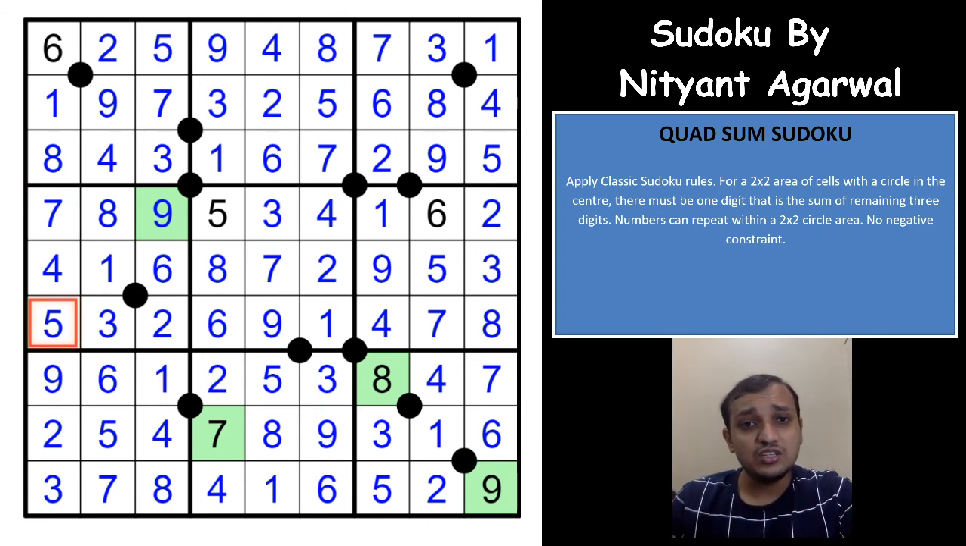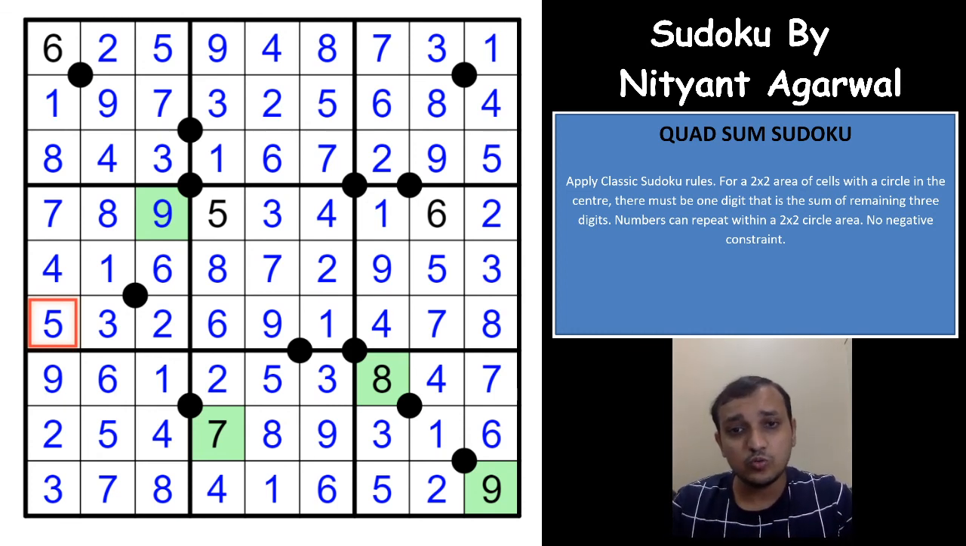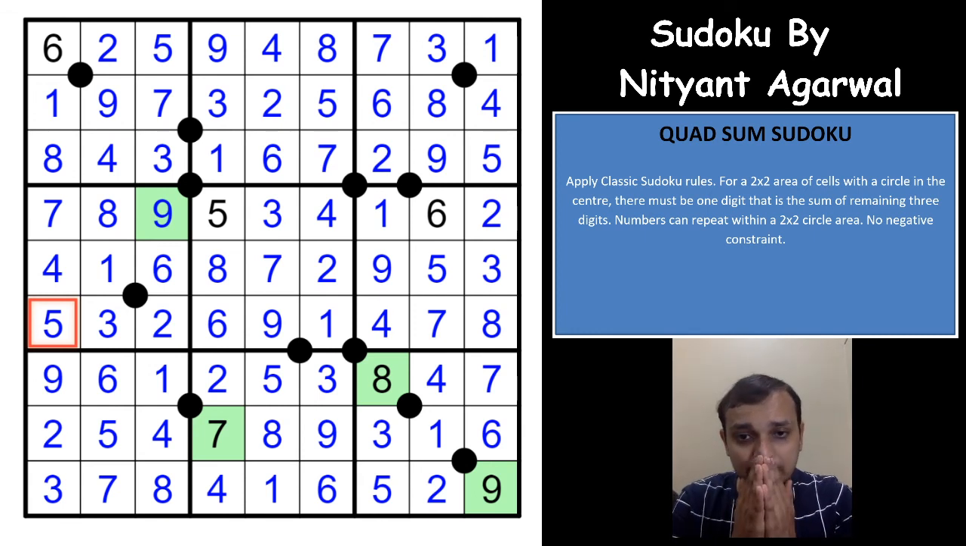So as you can see here, this Sudoku was really a difficult one. The way this Sudoku was constructed is a really beautiful design, beautifully designed, a really creative one.